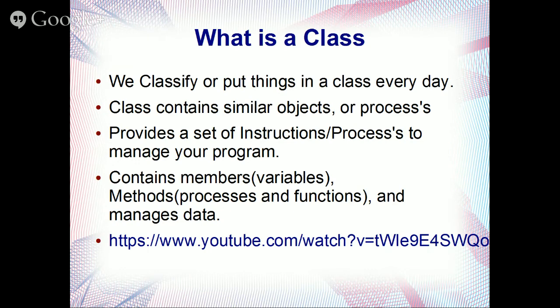What does it do? We classify everything every day. We say, go get the chair. We don't say, go get the chair that is short with 4 legs and the 3-legged stool over there. We say, go get the chair. What is a class? It basically is a combination of objects that are similar or processes that do similar things.